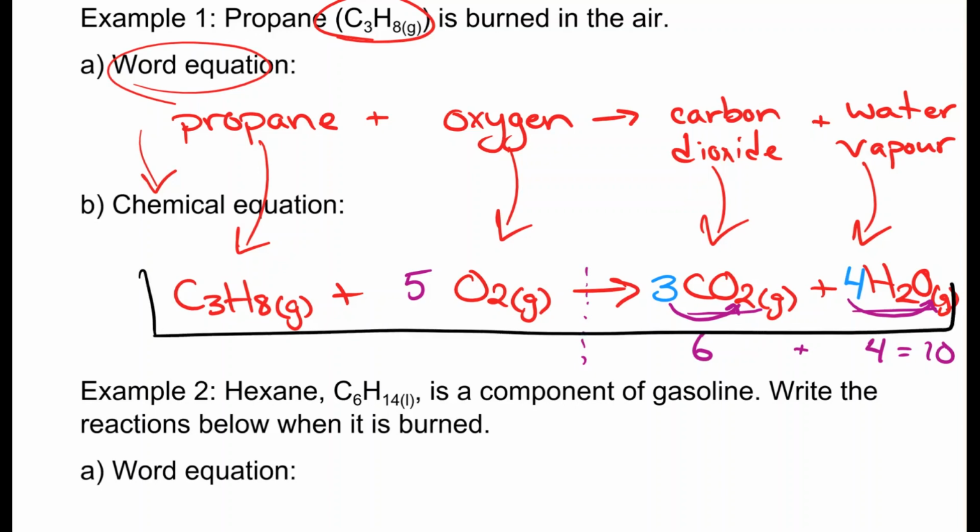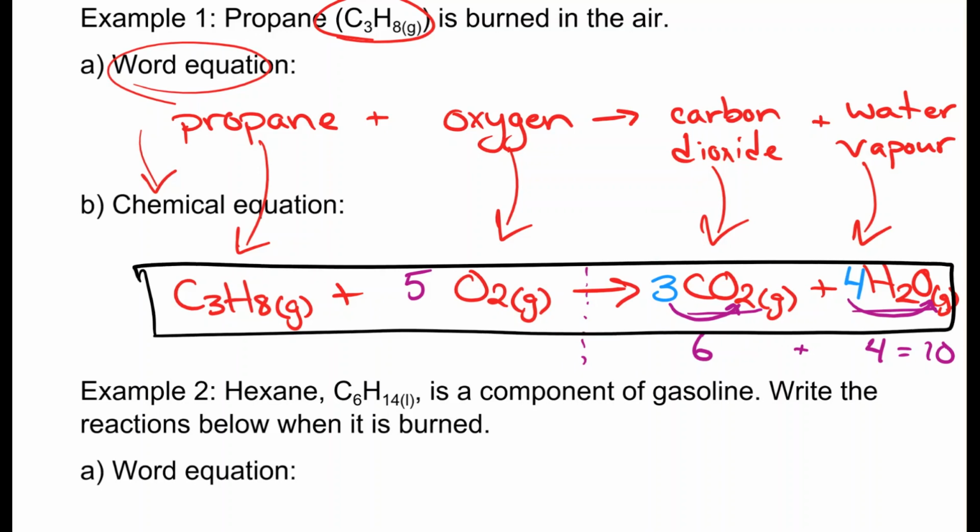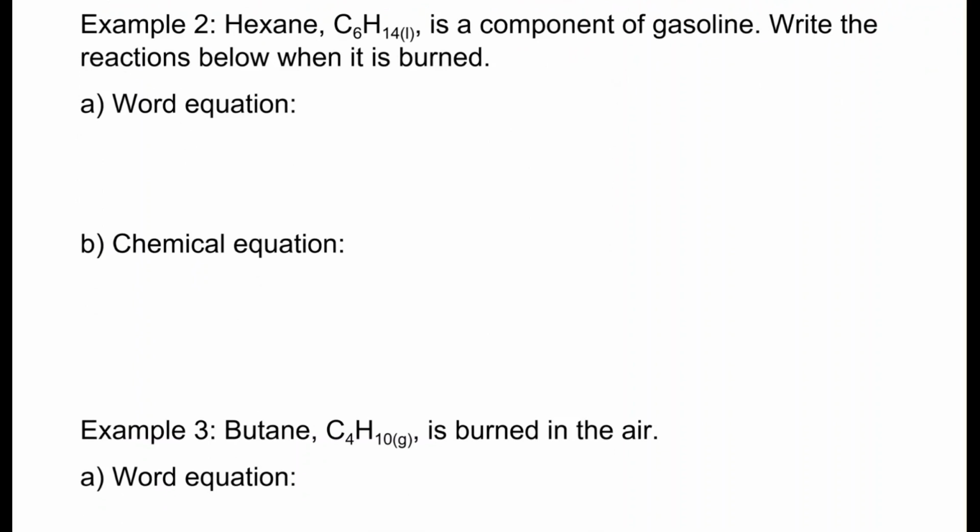So here is our balanced chemical reaction. For every 1 propane molecule, we need 5 molecules of oxygen, and we will produce 3 molecules of carbon dioxide as well as 4 molecules of water. Perfect. All right. Let's do another example.